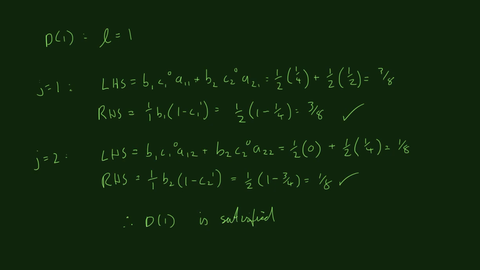So what does this mean? If I just clear that slide. What this means is we have B2 is satisfied, and we have C1 and D1 satisfied. So this implies we have a second order method.